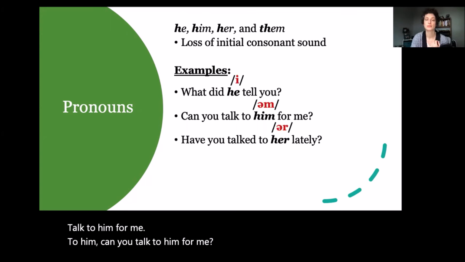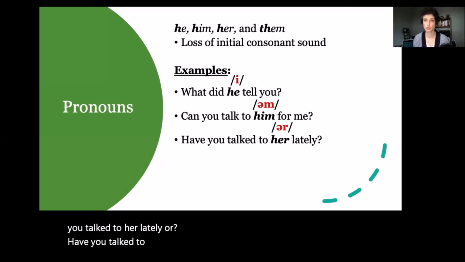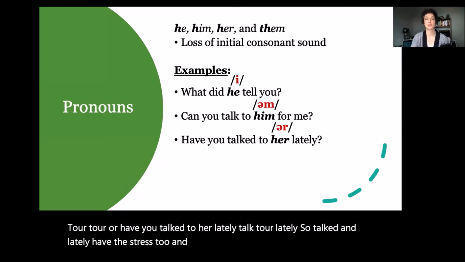"Her" becomes "talk to her," kind of just almost an R sound when it's next to that O. Have you talked to her lately? To her. Have you talked to her lately? So "talked" and "lately" have the stress. "To" and "her" are reduced completely. Have you talked to her lately?